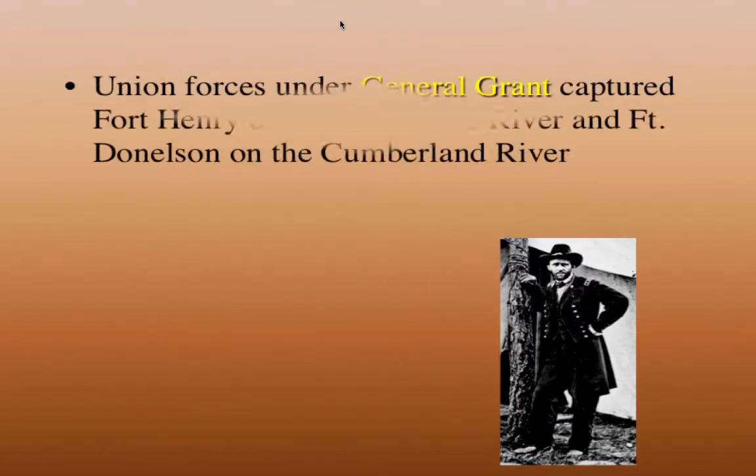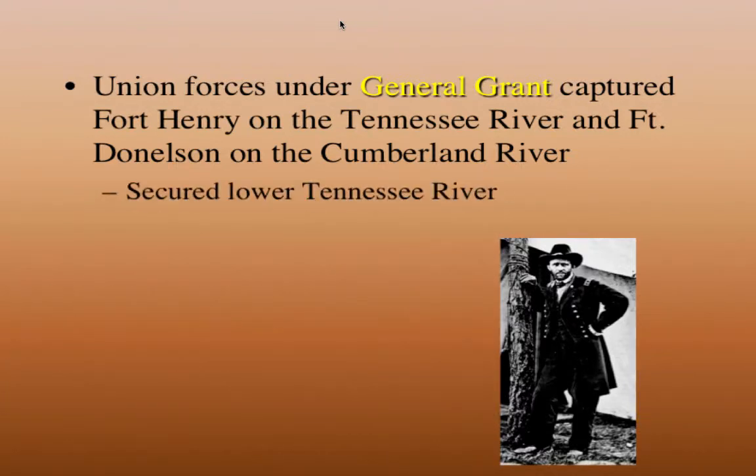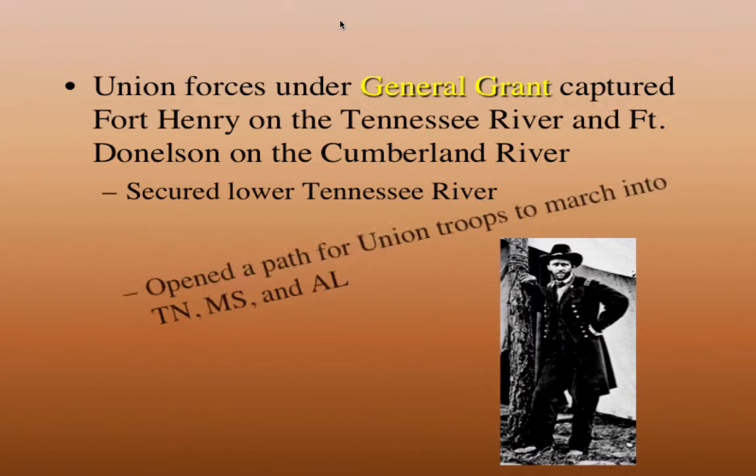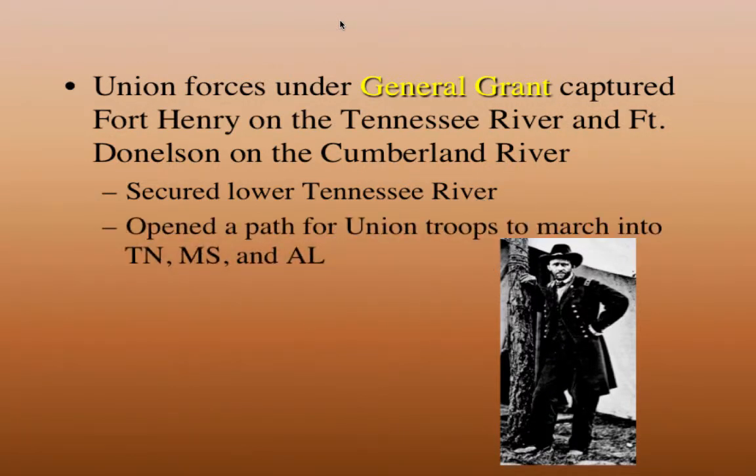So we're going to look at February 1862. Union forces under that man, General U.S. Grant, captured Fort Henry on the Tennessee River and Fort Donelson on the Cumberland River, securing the Tennessee River and opening a path for Union troops to march into Tennessee, Mississippi, and Alabama. At the same time, they drove the rebels out of Kentucky. So that's a huge, huge victory for General Grant. And keep his name, if the name is in yellow, you need to write it down. General Grant is a Union leader. We will talk about him again.